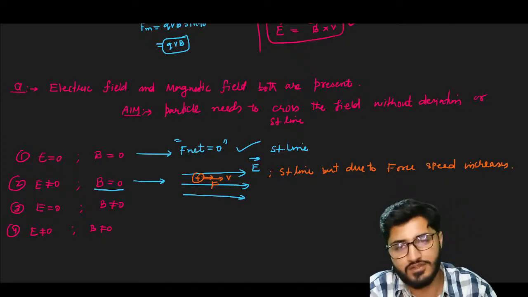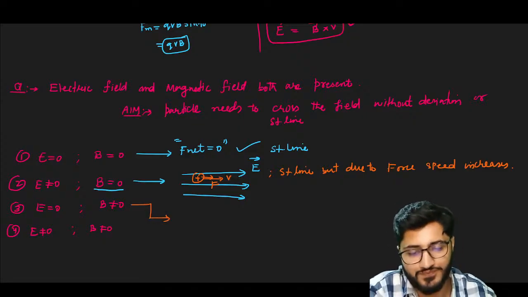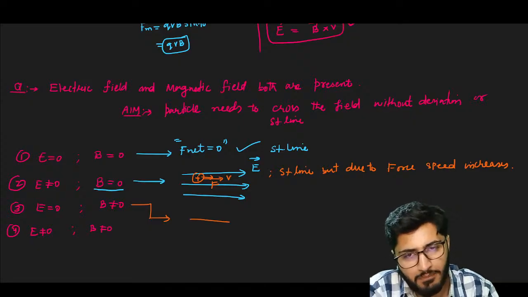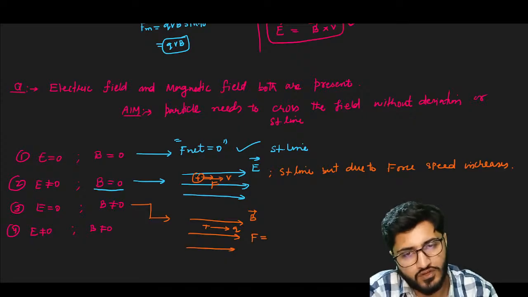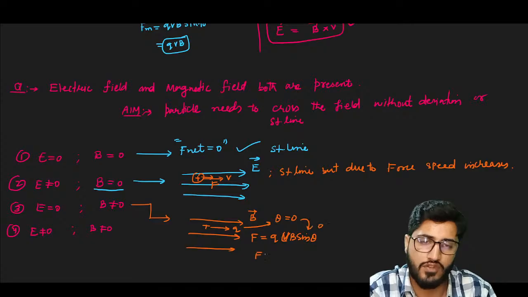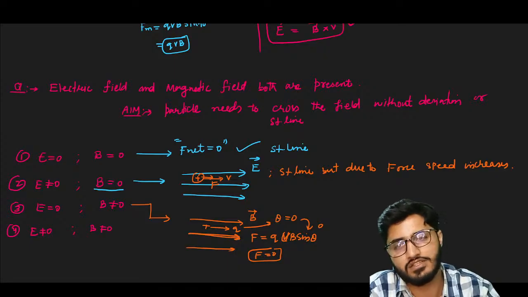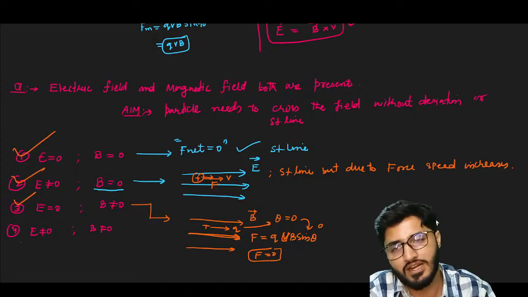Now in this one, electric field is 0, but magnetic is not 0. Suppose my magnetic field is in this way, and the particle is going in this way. So force is equal to QVB sine theta. Theta came out to be 0 and sine 0 is 0, so my force is 0. In this case also, my particle will go in a straight line. Yes, this is also possible.